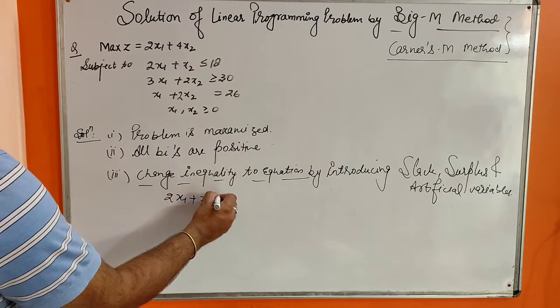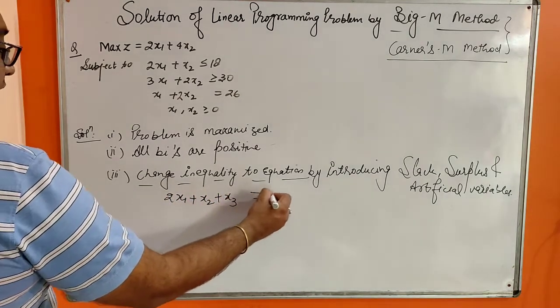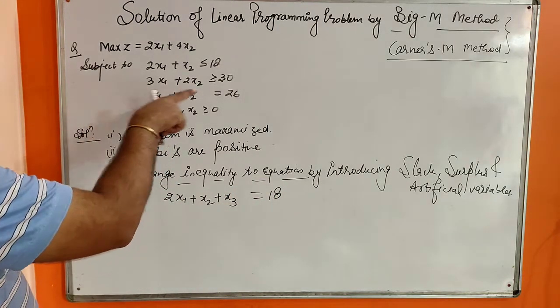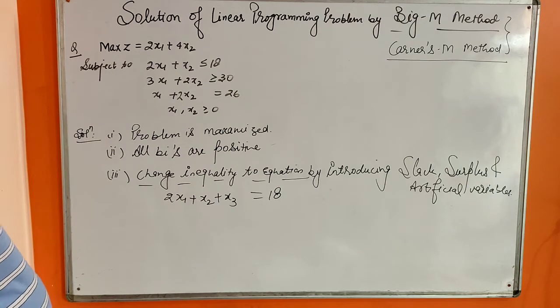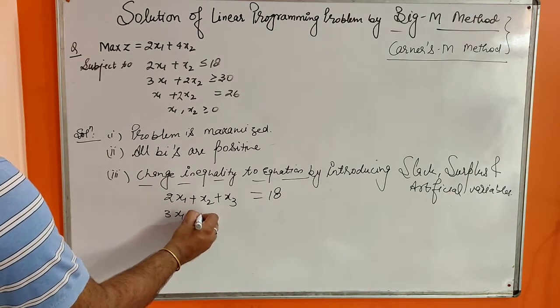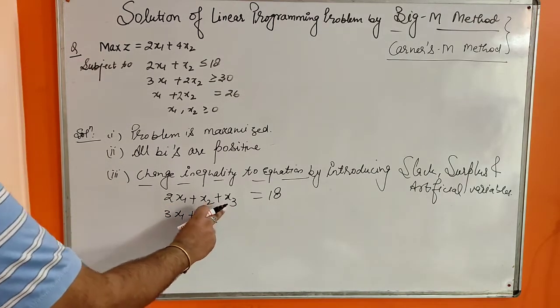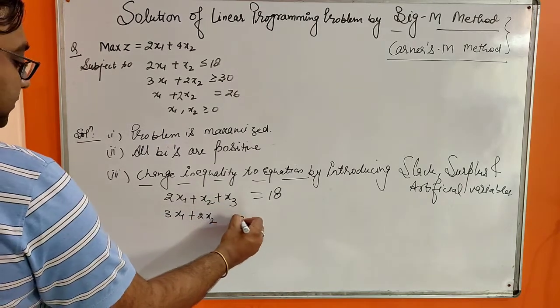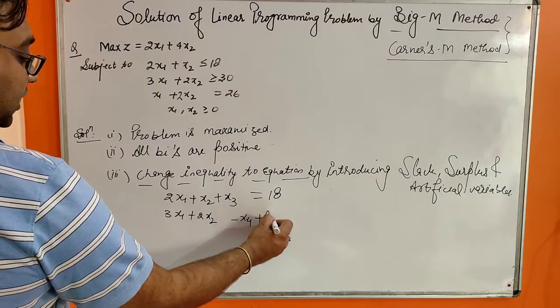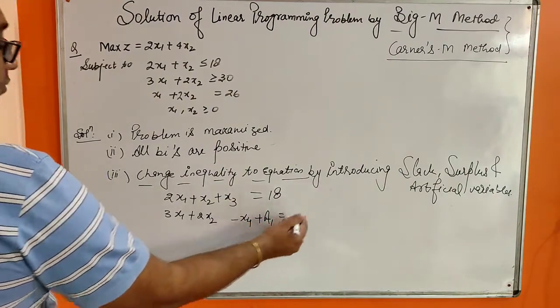That is 2x1 plus x2 plus x3 is equals to 18. In the second inequality there is a greater than or equals to sign, so we subtract a surplus variable and add an artificial variable. 3x1 plus 2x2. Now x3 is the slack variable, so subtract x4 as a surplus variable and add an artificial variable a1.